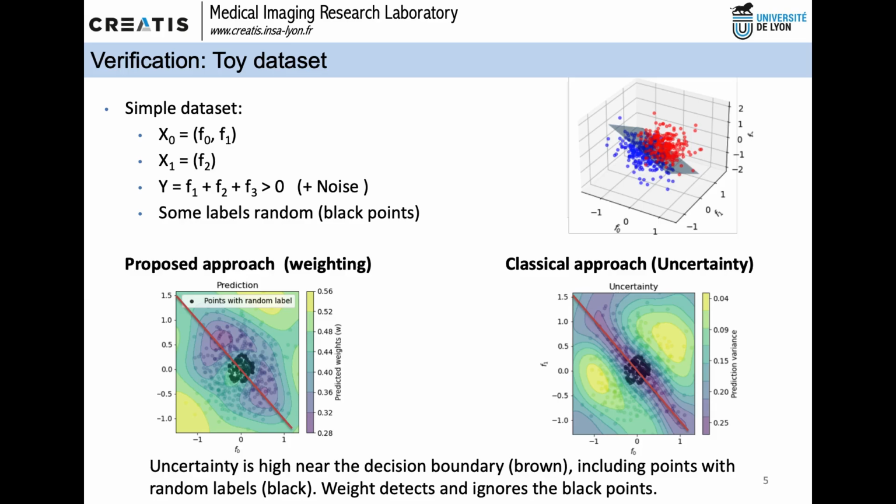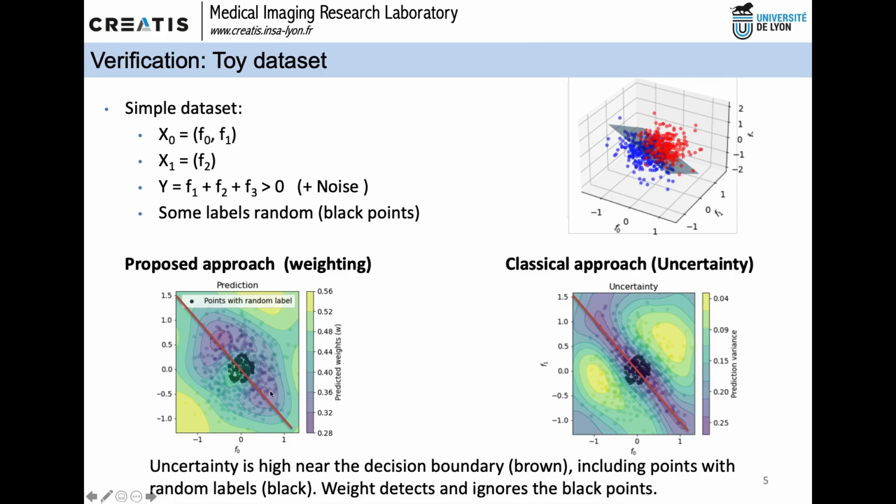We will verify this using a toy dataset. This will be formed by three features, F0, F1, F2, which will be distributed into X0 and X1. X0 will have F0 and F1, and X1 will have F2. We will have a label which will be positive if F0 plus F1 plus F2 is positive. To make things more interesting, we will change some of the labels at random, creating regions where there is no information, and therefore it doesn't matter if we acquire X1, we will still have the same uncertainty.